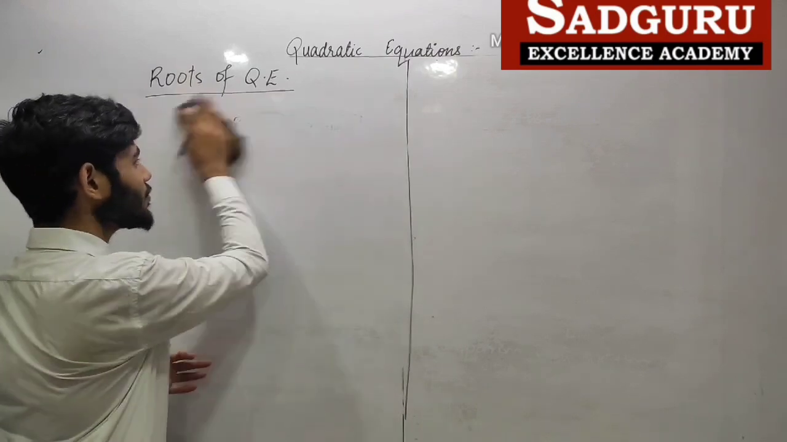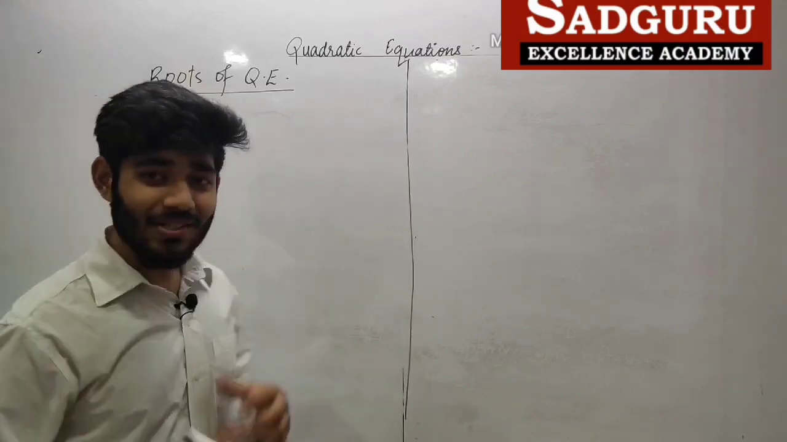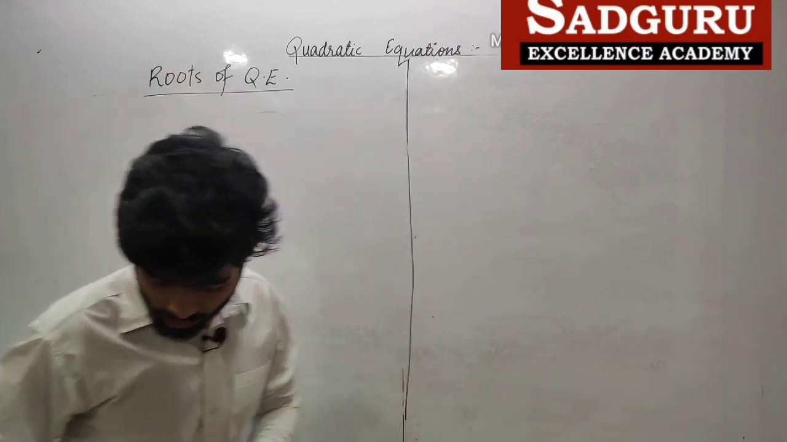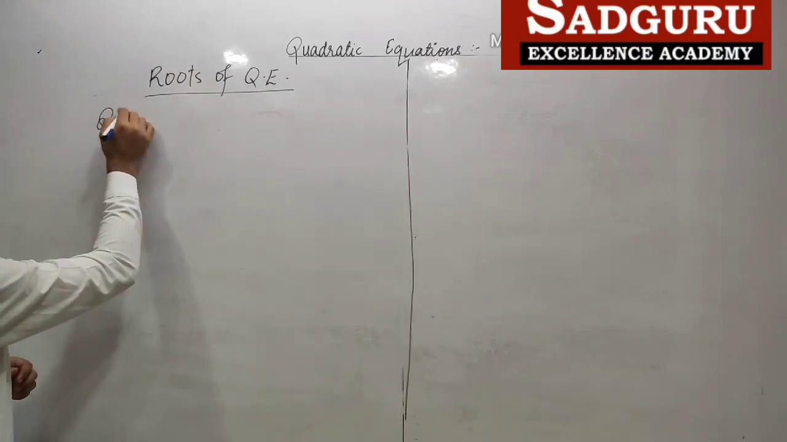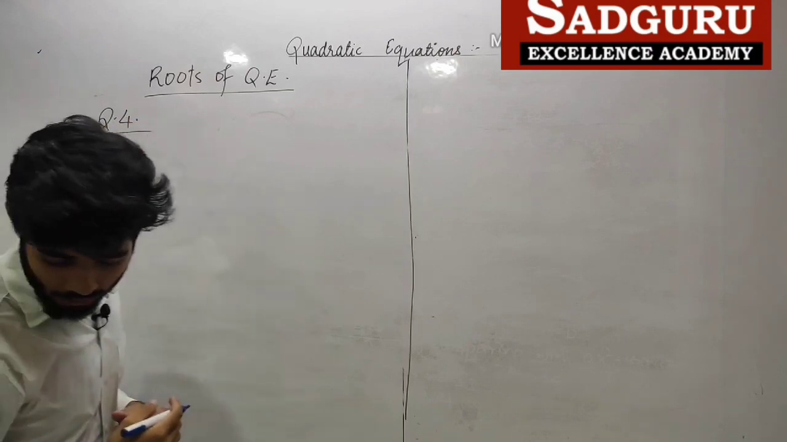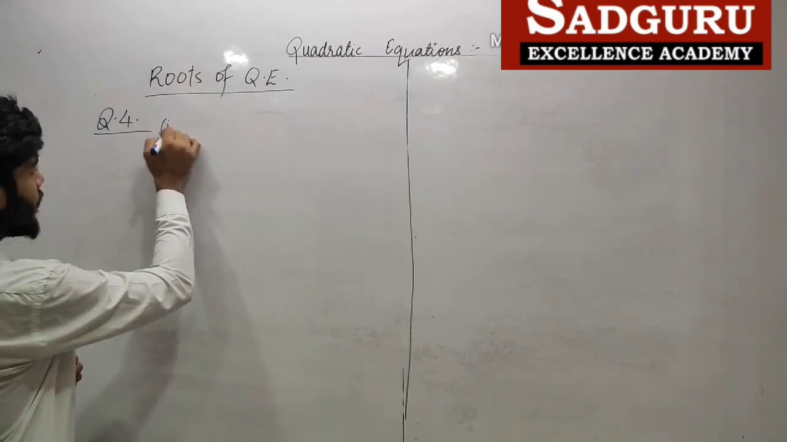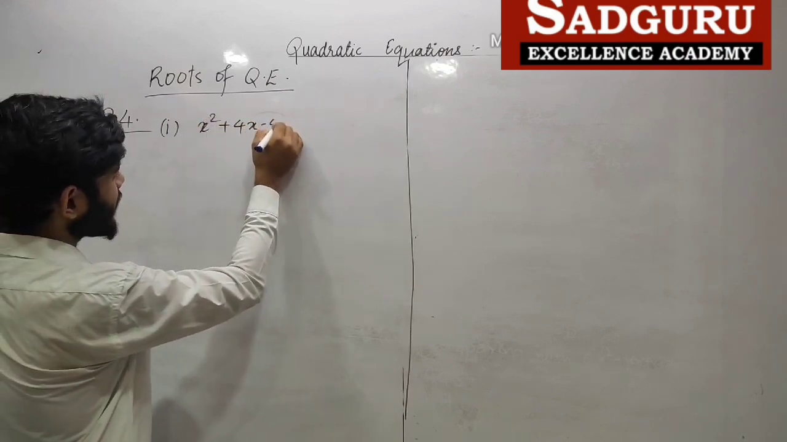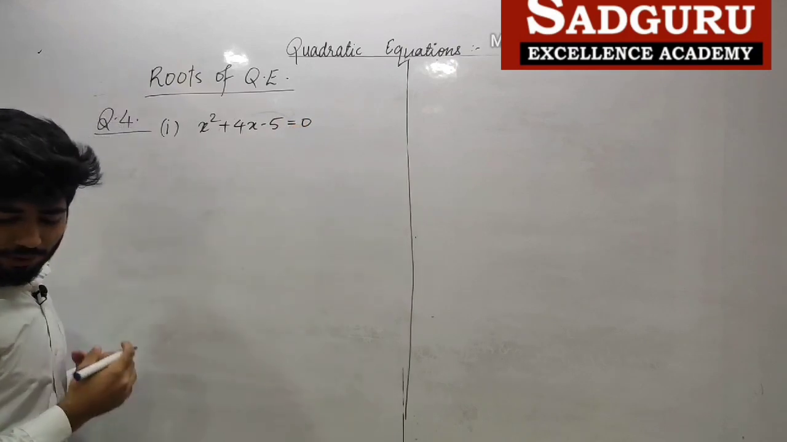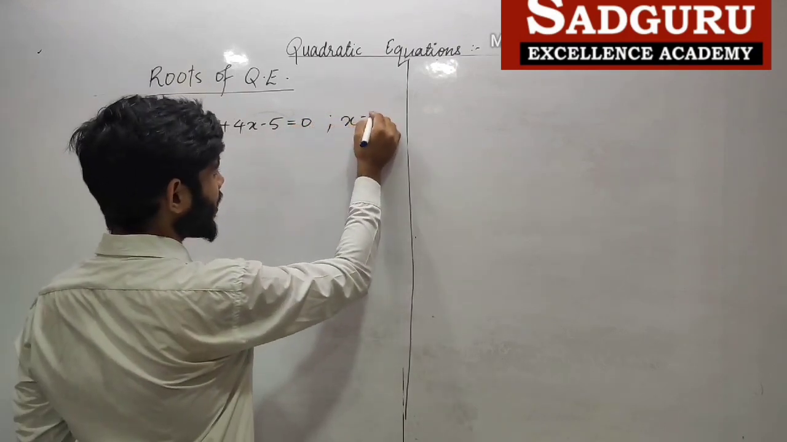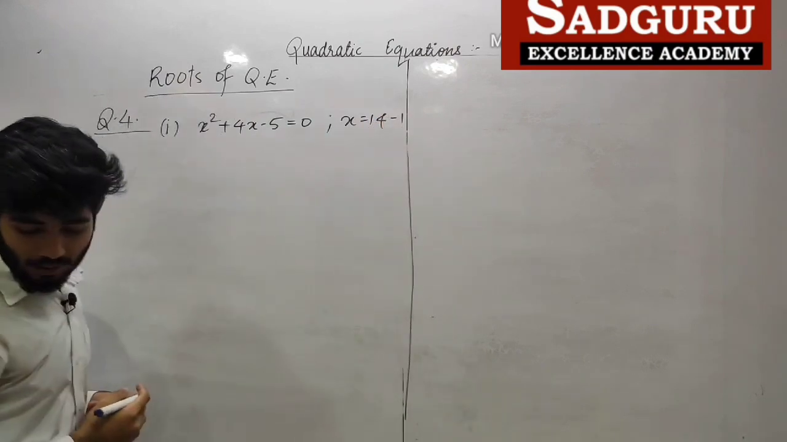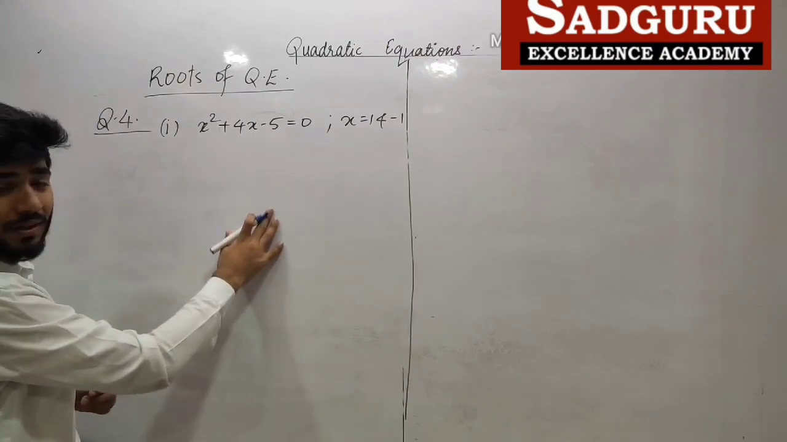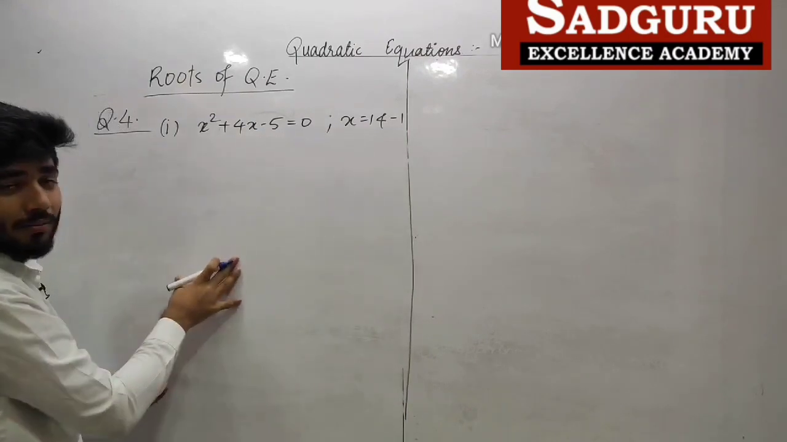So let us solve some problems. Let us check how to identify whether the given value of x is a root or not. So here I will pick one question from question number 4. The given problem is x square plus 4x minus 5 equal to 0, and we have to check for the values of x equals to 1 and minus 1. For these two values, whether the given equation is satisfied or not.